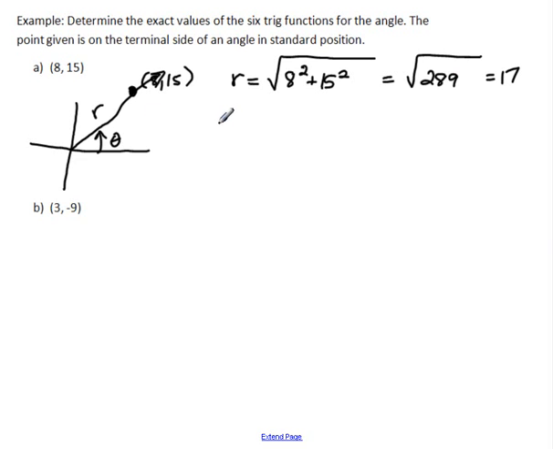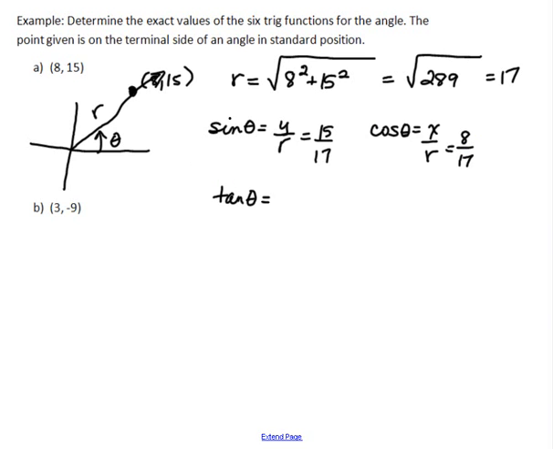So now we can find out what the sine of theta would be. Sine of theta is equal to y over r, which in this case would be 15 over 17. Cosine theta is equal to x over r, which would be 8 over 17. Tangent of theta would be sine over cosine, or y over x, which would be 15 over 8.